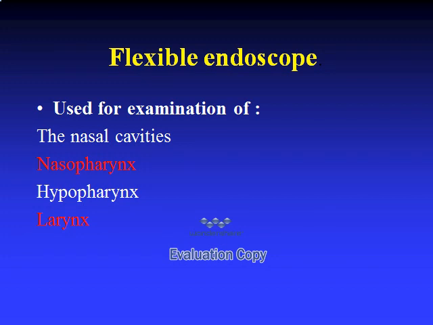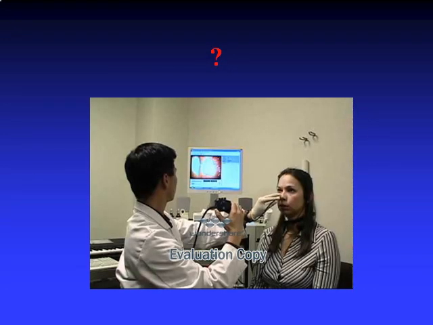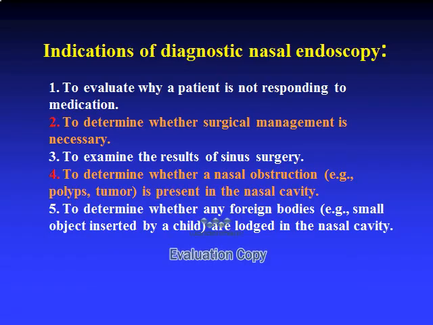What are the uses of flexible endoscope? It's used for examination of the nasal cavities, nasopharynx, hypopharynx, and larynx. What does this picture show? This picture shows flexible endoscopic endonasal examination.